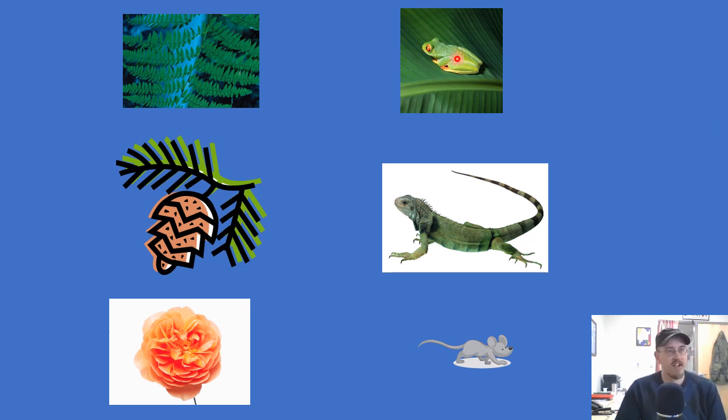Mosses and ferns are kind of like the amphibians of the plant world. They have swimming sperm, need to have water for sex. Gymnosperms are kind of like the lizards of the plant world. They have internal fertilization, but the one that really has exploded in diversity are the angiosperms. They're like the mammals of the plant world.